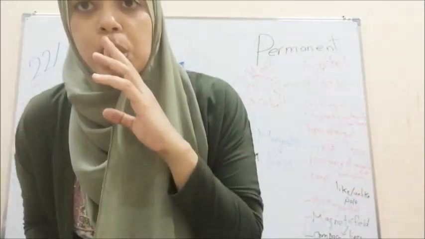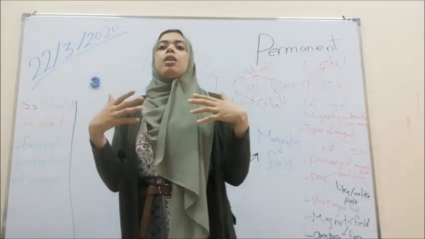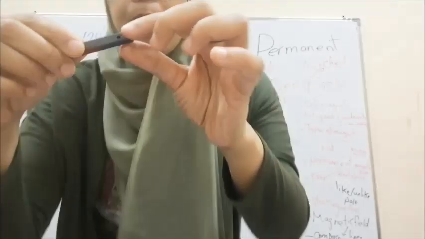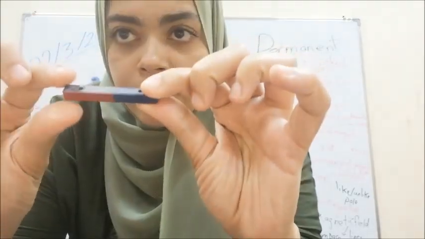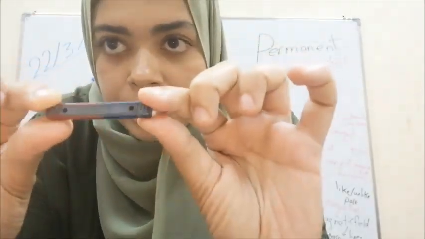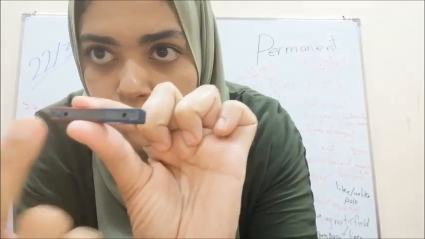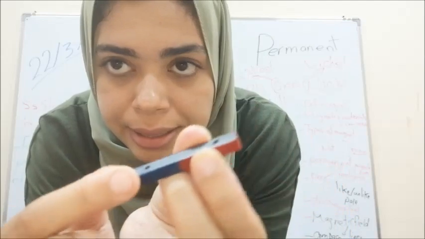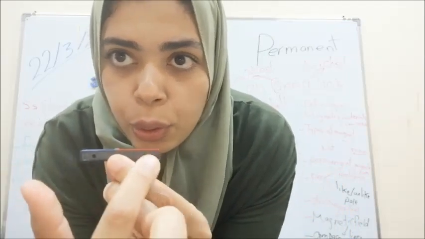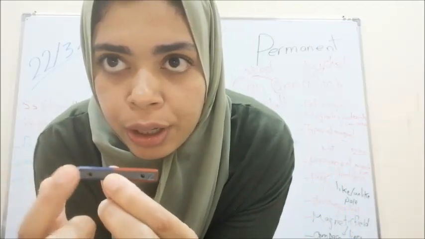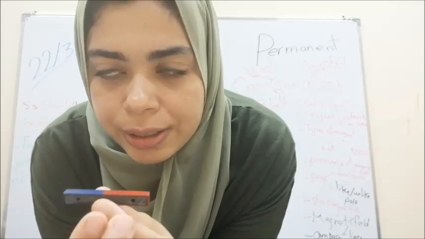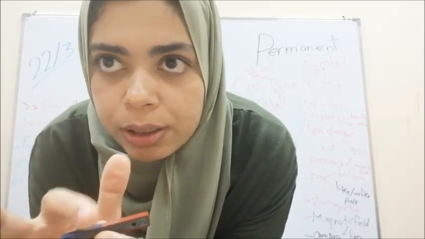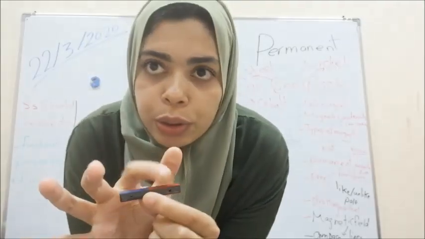Okay, so the first property of a magnet: if I have a bar magnet, see that one? It's a bar magnet. It contains two poles, N and S. N for North Pole and S for South Pole, two directions. So two poles, two ends, two terminals, N and S, North and South.